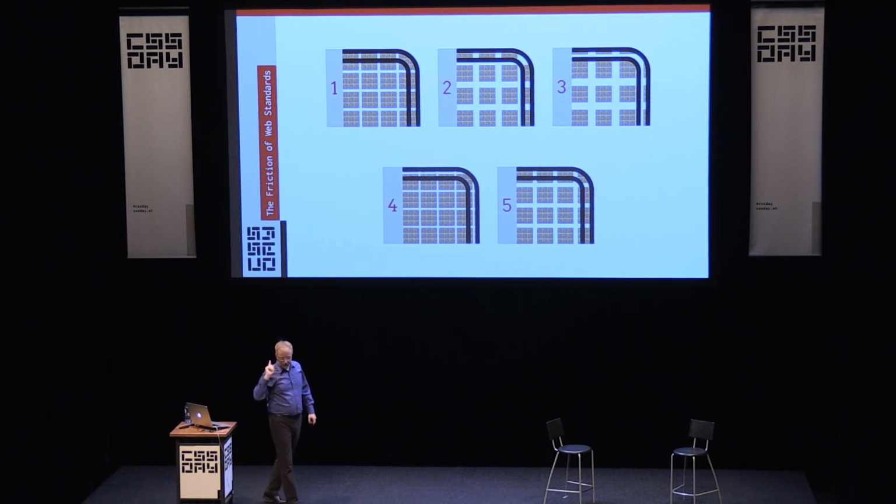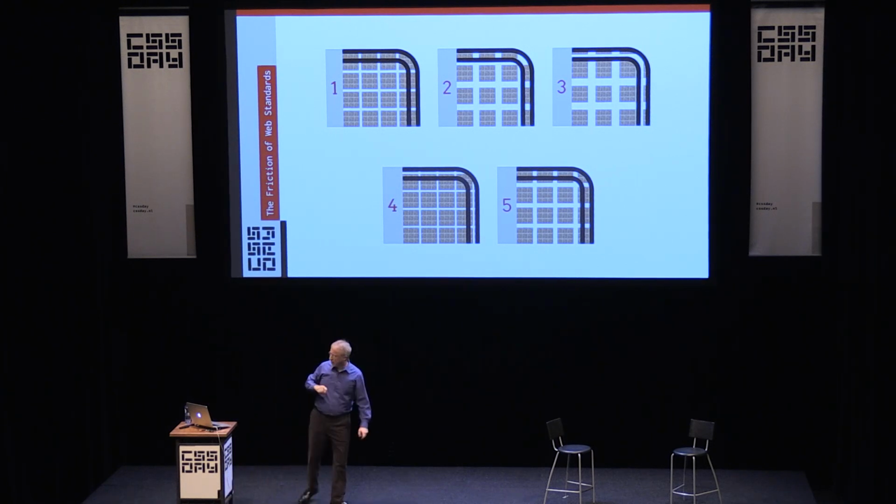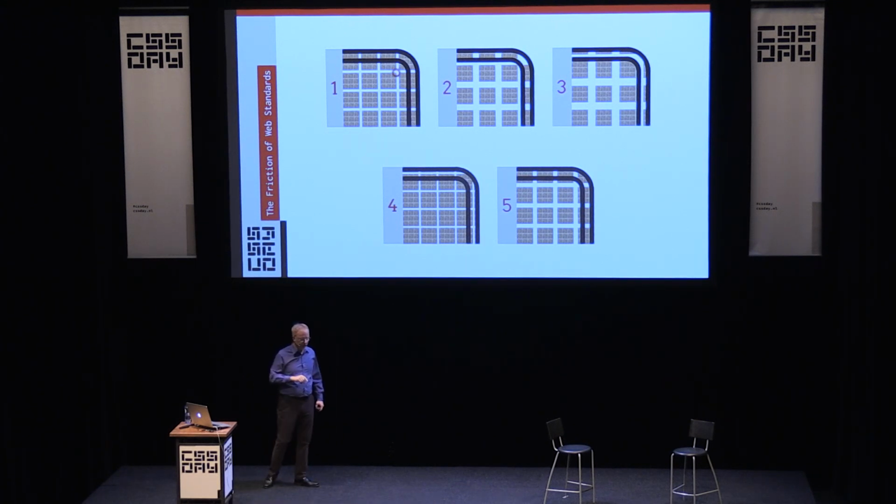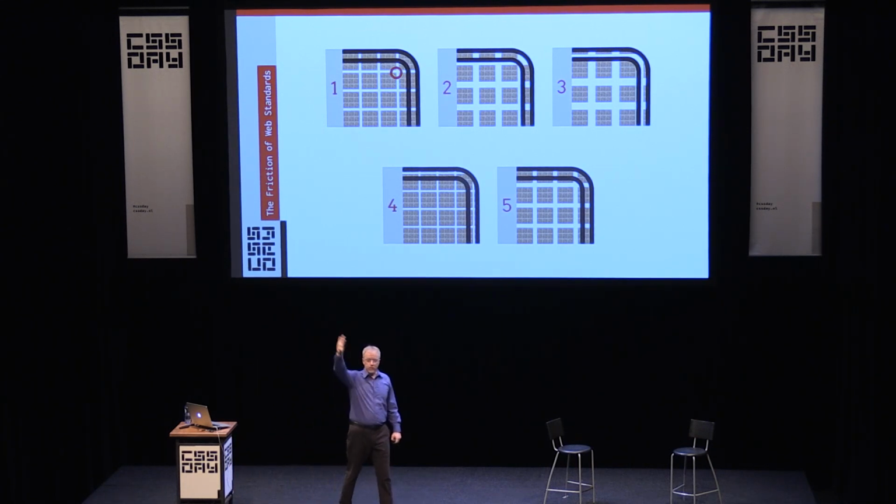So, number one is a background repeat space with a background origin of content box, which means that there's the upper right corner of the repeat. It continues onwards, because that's what repeating backgrounds do.